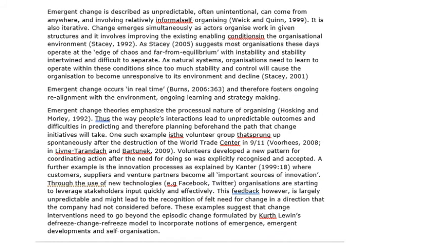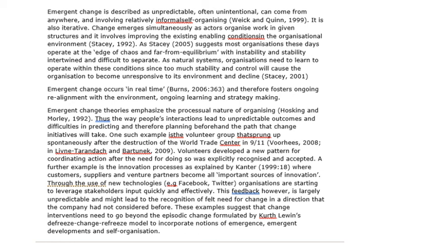As natural systems, organisations need to learn to operate within these conditions, since too much stability and control will cause the organisation to become unresponsive to its environment and decline (Stacey, 2001). Emergent change occurs in real time (Burns, 2006), and therefore fosters ongoing realignment with the environment, ongoing learning and strategy making.